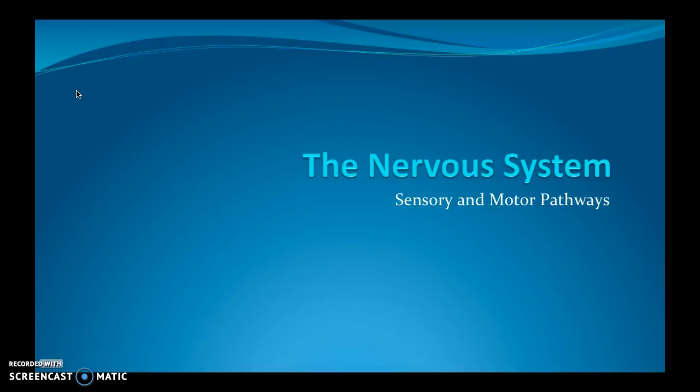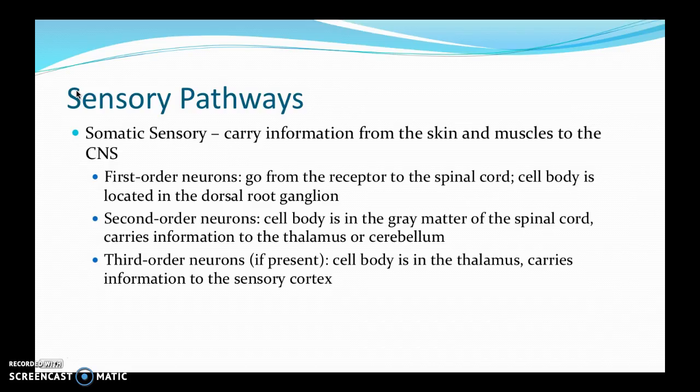This presentation is about the pathways that sensory and motor information take throughout the body. First, we will talk about what is called the somatic sensory pathways, those that carry information about the skin and muscles. There are two, usually three, neurons involved in this pathway.